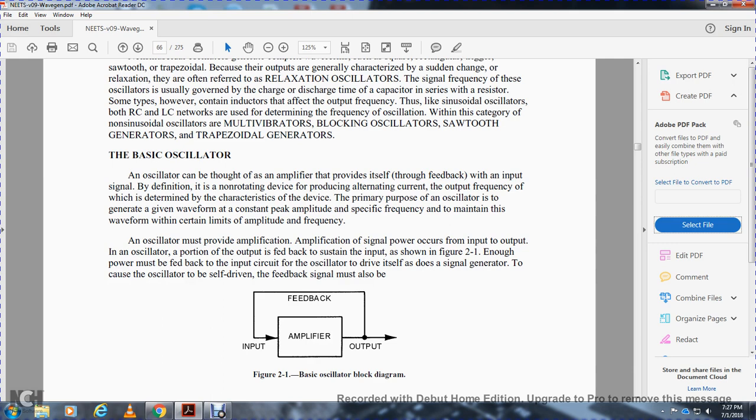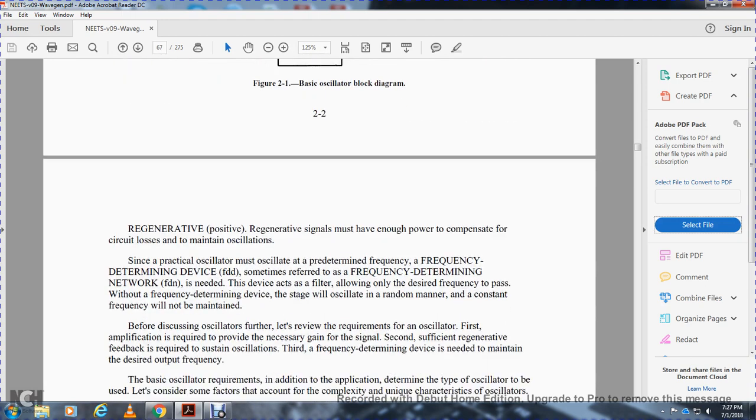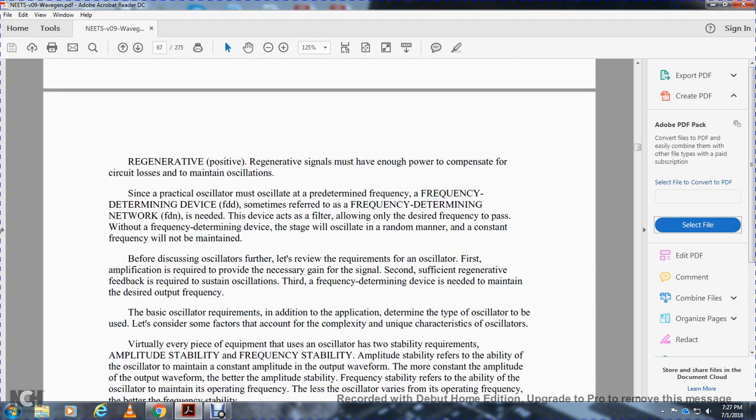An amplification in signal power occurs between the input and output in the oscillator. A portion of the output is fed back to sustain the input, as shown in figure 2-1. Enough power must be fed back to the input circuit of the oscillator to drive itself, as does a signal generator. To cause the oscillator to be self-driven, the feedback signal must be input to the amplifier and output in a loop around the amplifier. This is the basic oscillator block diagram. The regenerative signal must have enough power to compensate for the circuit loss to maintain oscillation.